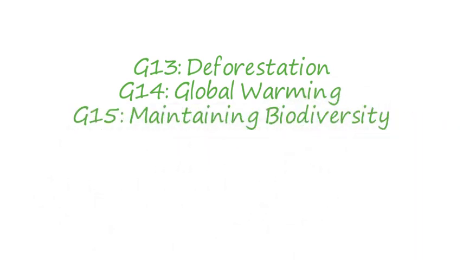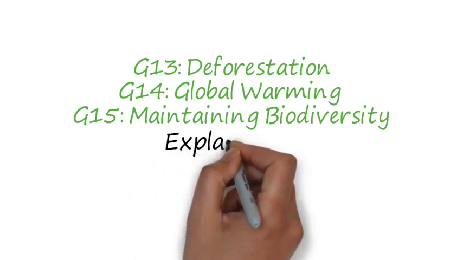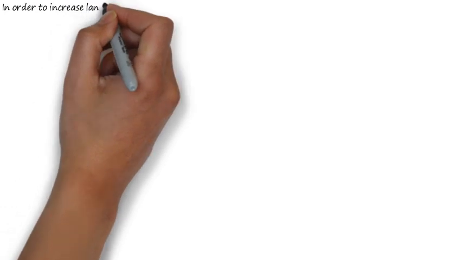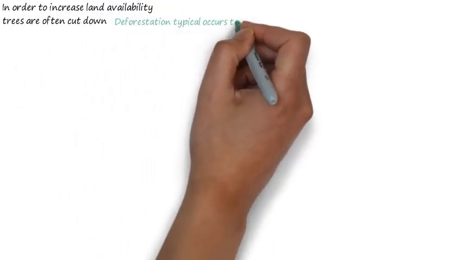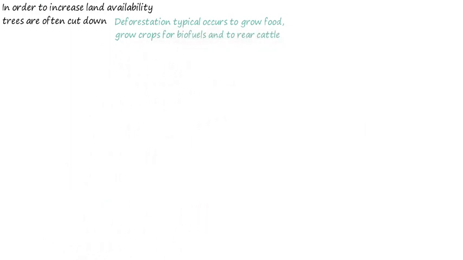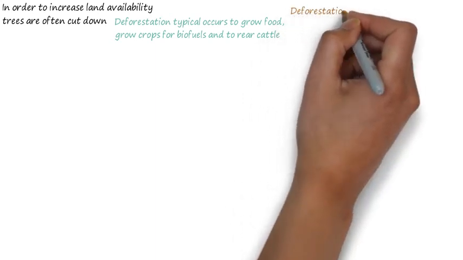The land available on Earth for farming, industry and living on is limited. In order to increase the land availability, it has often been the case that trees were cut down. Deforestation has been occurring on a large scale to provide land for farming. Deforestation typically occurs to grow food, grow crops for biofuels and to rear cattle.